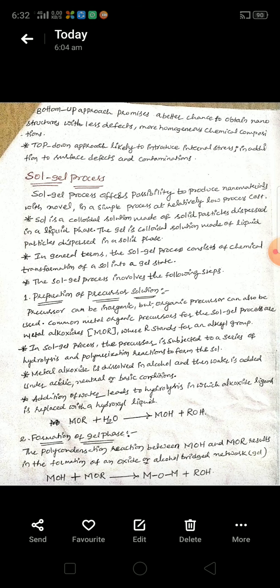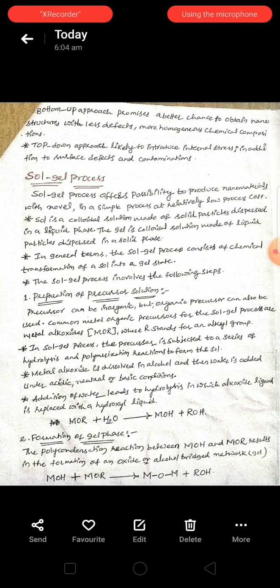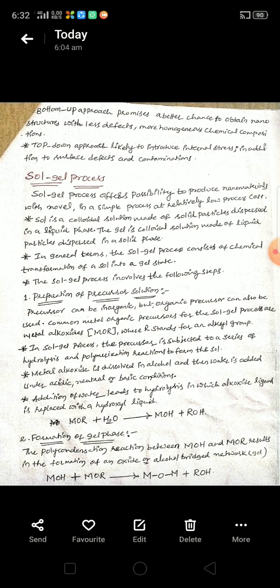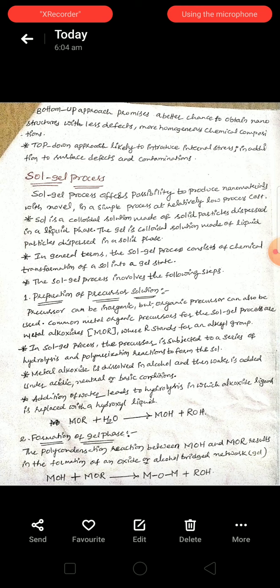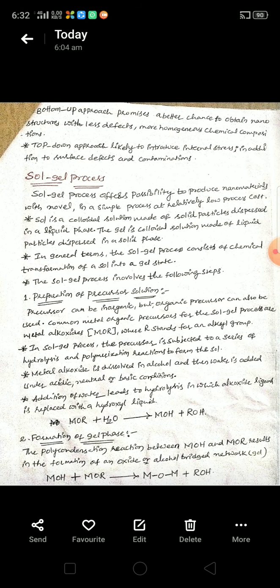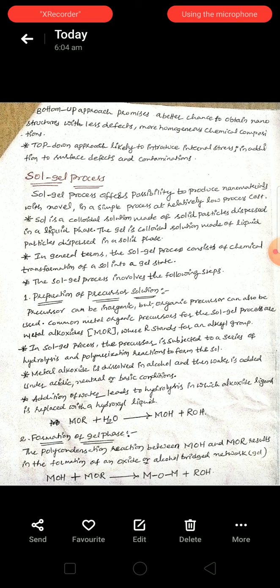Sol gel process involves the following steps. First one is preparation of the precursor. As I already said, precursor is the raw material used to get the sol. Usually organic and inorganic precursors are used in this process, but we are using the organic precursor, that is MOR, where R stands for alkyl group. MOR is the metal alkoxide.